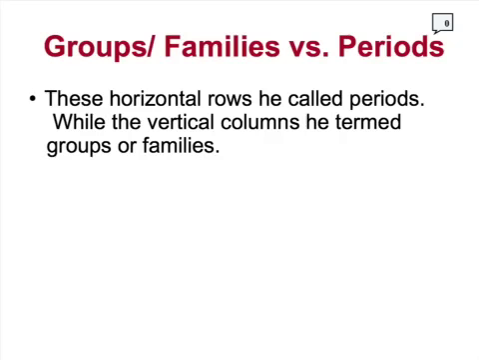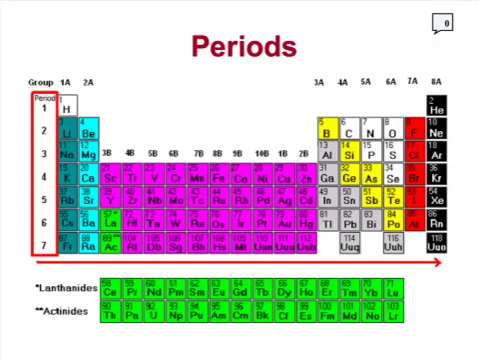We call the horizontal rows on the periodic table periods, and the vertical columns groups or families. So you can see here that we have 7 rows or 7 periods on our periodic table. So the periods are the rows that go horizontally across. At this time, label the periodic table in your packet in the same way.